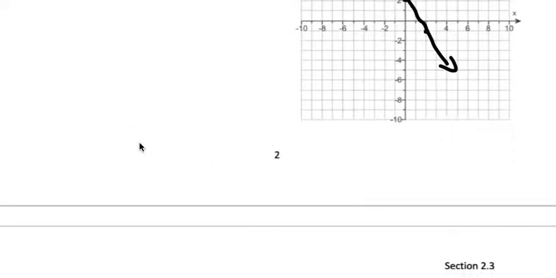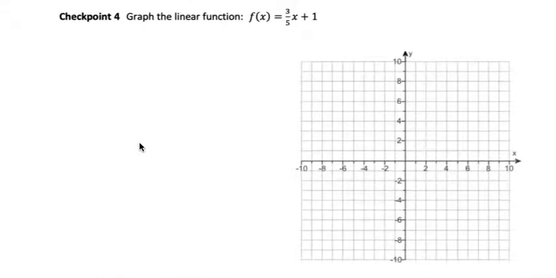So next you should look at checkpoint problem number 4. Do this in your notes, check your answer, and then move on to the homework.